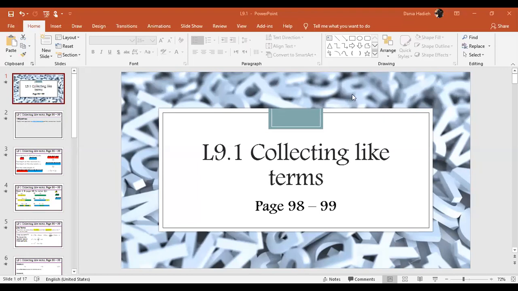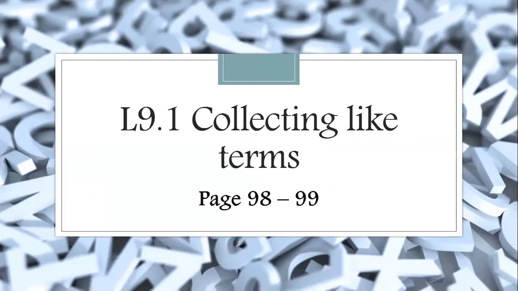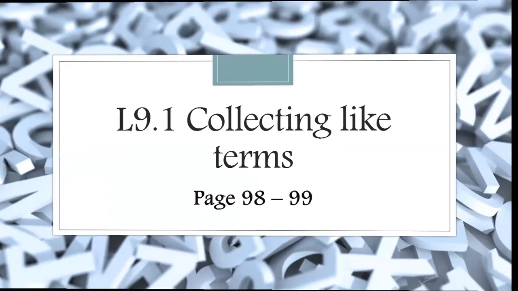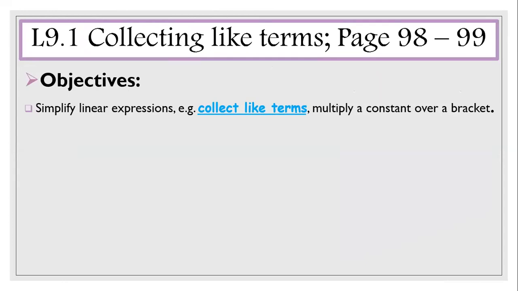So the first two lessons will be about simplifying algebraic expressions or simplifying equations. The last lesson, which is not included in the final, will be about how we solve a linear equation. The title for our lesson is Collecting Like Terms. All of you open your course book, pages 98 and 99. Our only objective is to simplify linear expressions. We have two ways of simplifying: either collecting like terms, which is our lesson today, or multiplying a constant over a bracket, which is our next lesson on Thursday, our last live session.